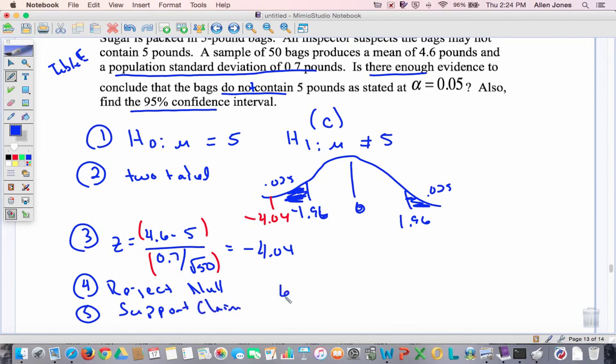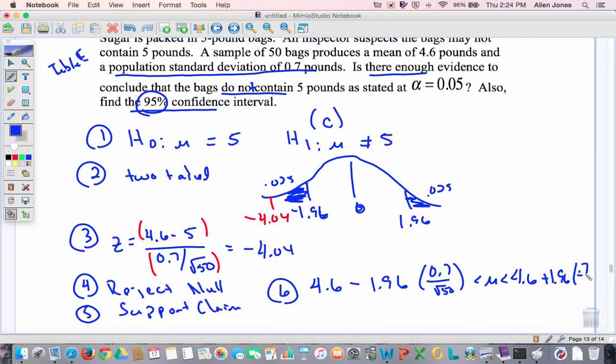Now, as I said, we're going to introduce a sixth step here. That's our confidence interval. So our confidence interval is our sample mean, 4.6, minus our z-score for 95%, which is 1.96. Standard deviation is 0.7, and our sample size is 50. We'll construct that around the sample mean, 1.96 times 0.7 over the square root of 50 as well. And if we construct that, we get 4.41 and 4.79. So notice that our population mean of 5 does not fall between those two numbers.